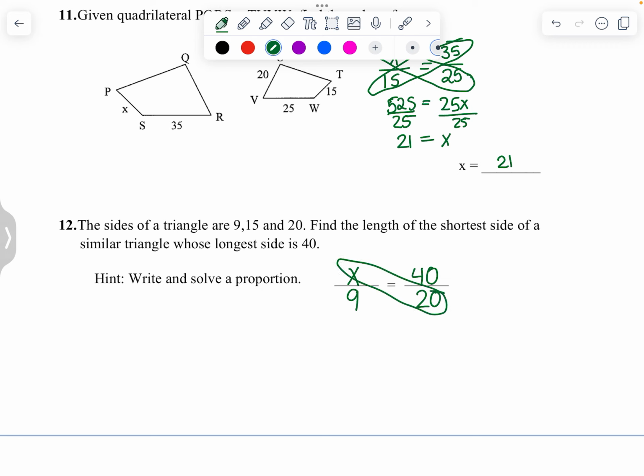So now we're going to cross multiply. 9 times 40 is 360 equals 20x. Divide by 20. And we find that x equals 18. And so the length of the shortest side of the similar triangle is 18.